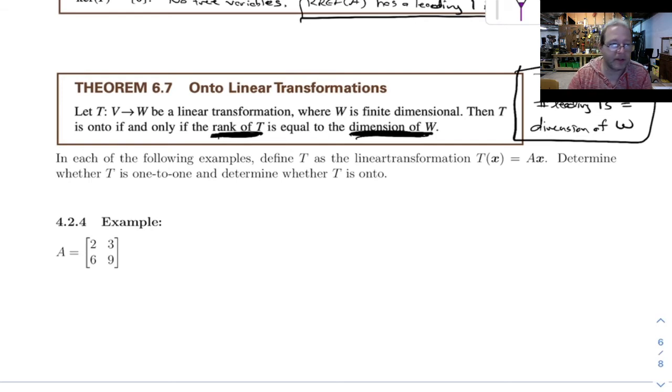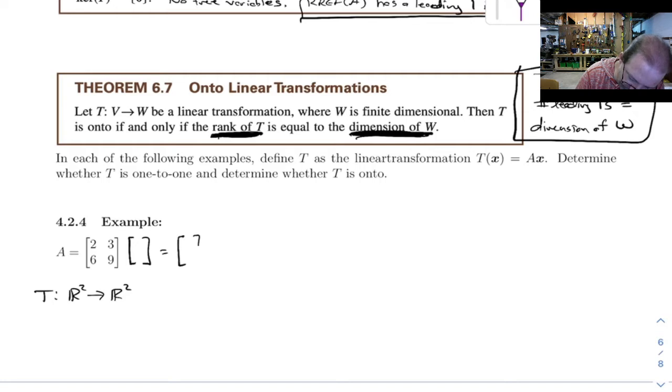A is this matrix here. If you think about what this does, this maps R2 to R2. That's because if you were to multiply this by a vector and then get another vector, this would have to be a 2 by 1, and that would have to be a 2 by 1.